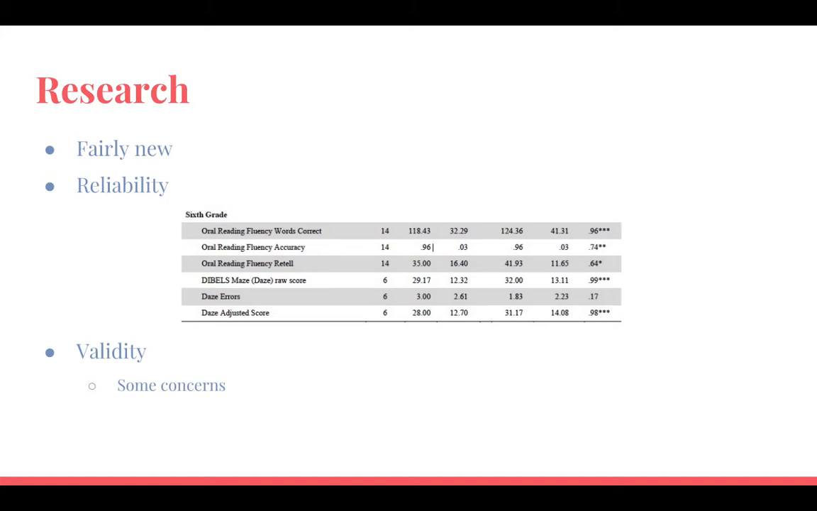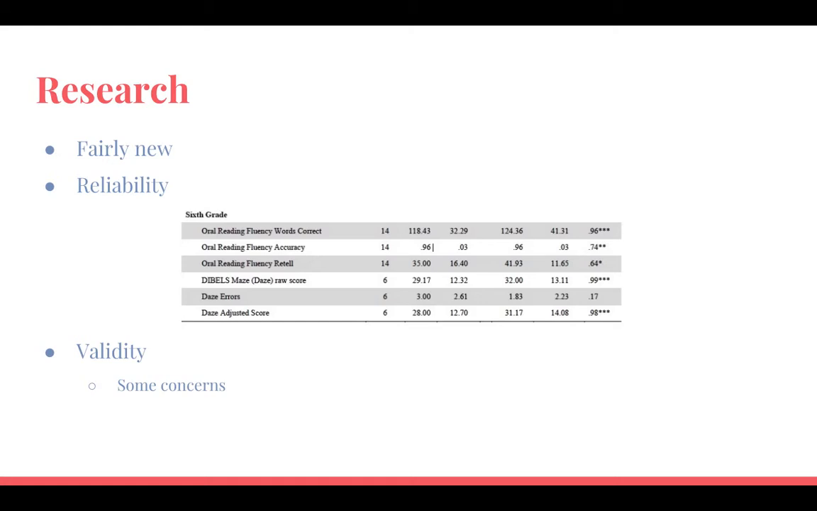Next, we're going to look at research. Because the DIBELS Daze is fairly new, it was published in 2010-2011. It hasn't been out for too many years and hasn't really had time to make its way fully into the school system yet. So there hasn't been too much research on the reliability and validity of the DIBELS Daze. However, the preliminary research has been quite promising.